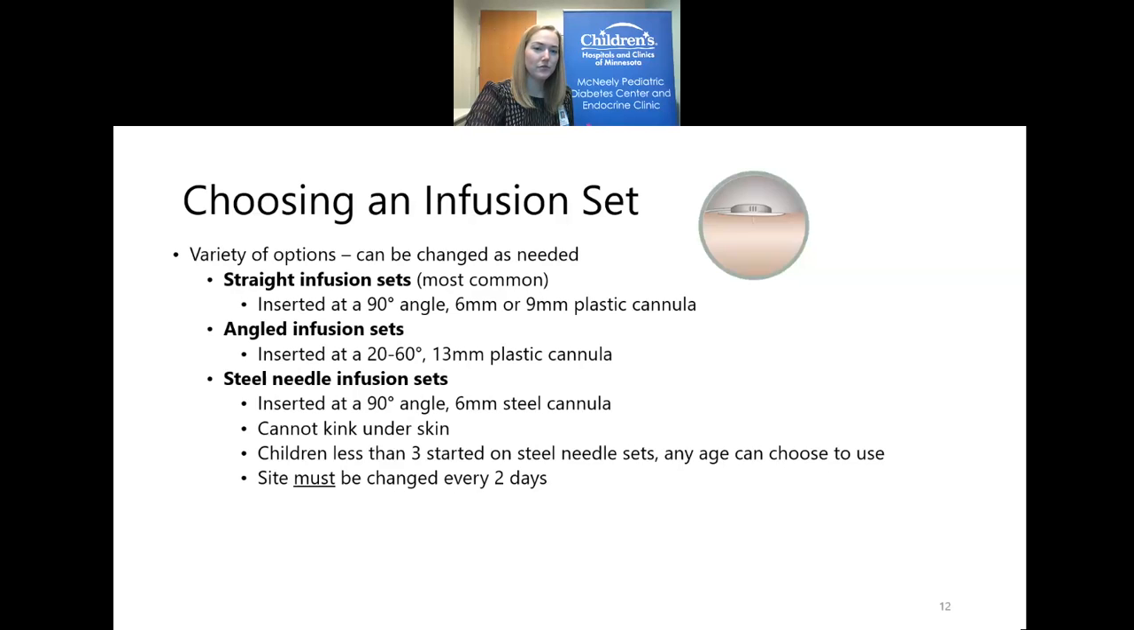Important thing for the steel needle infusion sets, these must be changed every 2 days. Can't push it to 3 days. Has to be every 2 days.